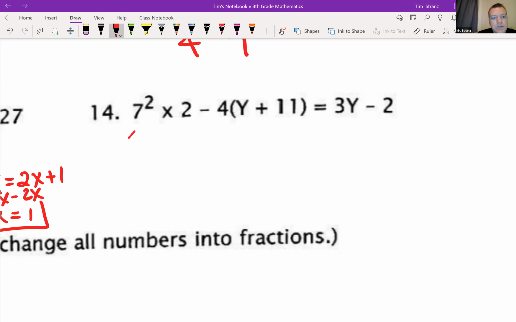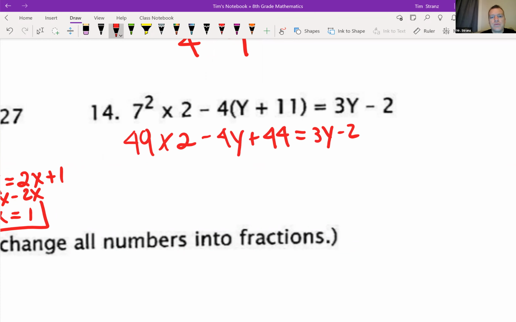7 squared is going to be 49 times 2 minus 4y plus 44. I feel like that's my mistake already. Equals 3y minus 2. I don't remember putting 44 there the first time. Okay, I'm going to take 49 times 2, which was 98. 98 plus my 44. I'm just going to do that right now. And I can already tell there was my mistake.